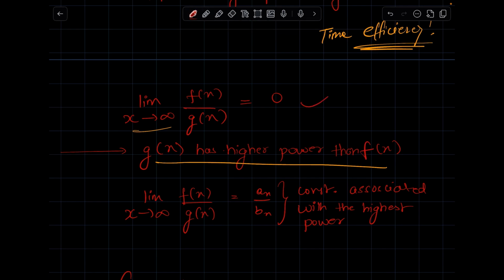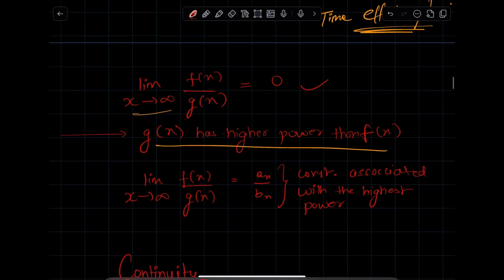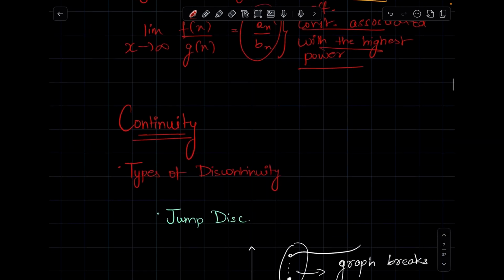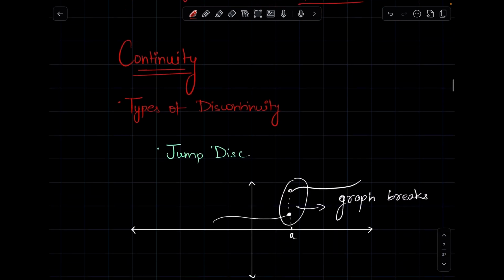If both of them have the same highest power, then the coefficient associated with the highest power is left behind. So let's say that's a sub n upon b sub n. Okay, so that's it for limits. And there are some other sorts that we'll do after doing continuity. So it's in the session only, so you don't need to panic.